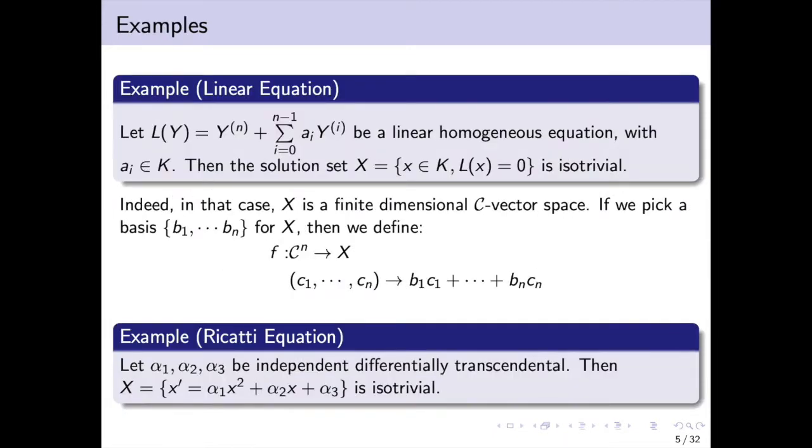Okay, so some examples. The first one is the most well-known one, with linear equations. These are always isotrivial, just because they are finite dimensional vector spaces over the constants. So you just pick a basis, and then you can define your map like this. And we did need extra parameters to define the map.